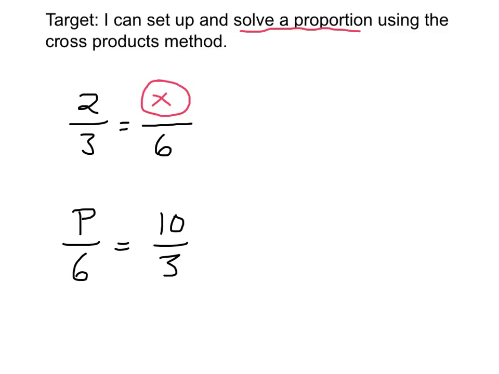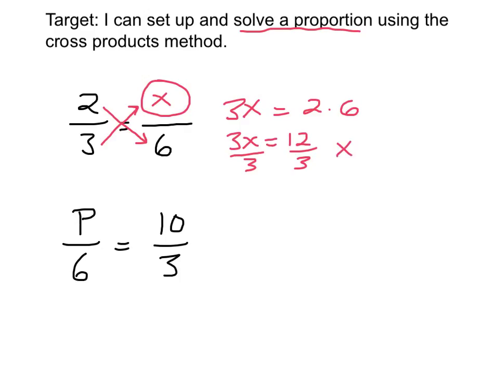To solve a proportion, we use the cross products. We cross multiply, and that's going to leave us with an equation to solve. 3 times x equals 2 times 6. So my expression creates an equation that I can solve, and it will give me the solution to the missing part of the proportion. So if I simplify, I get 3x equals 12. And if I divide both sides by 3 to isolate the variable, or figure out what x is, I'm left with x equals 12 divided by 3, or 4.